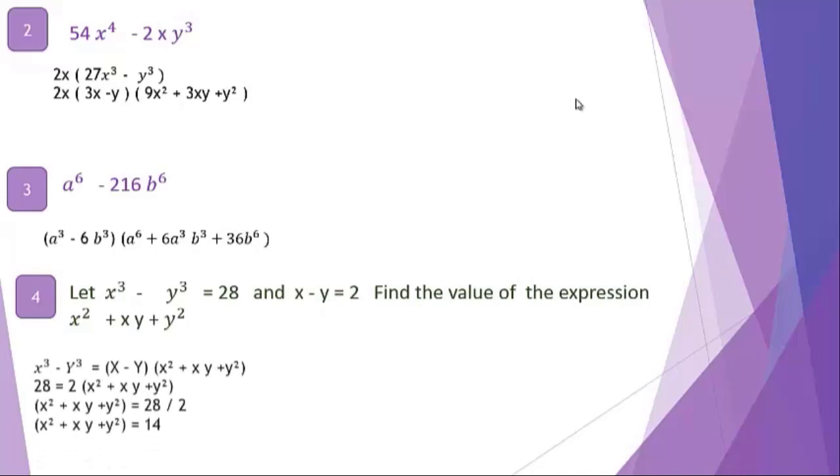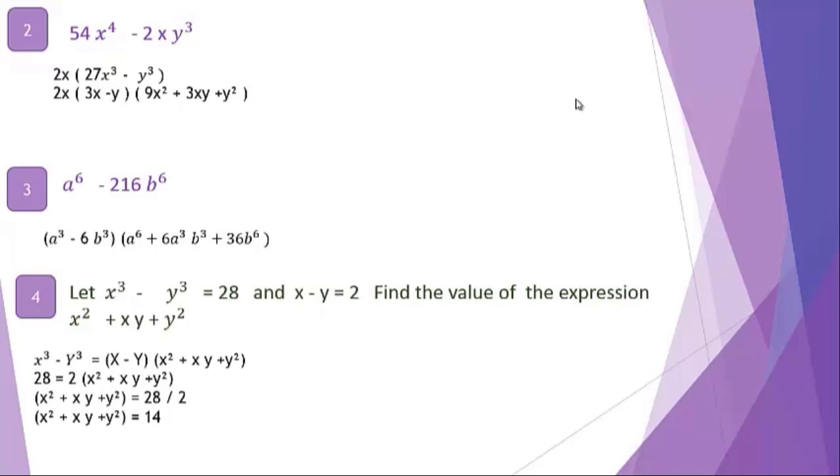Firstly, x power 3 minus y power 3, this is a perfect cube. We factorize it. We open two brackets, one of them is small and another one is big. In the small bracket we open the cubic root of the first term equal x minus y, and the big bracket x squared, and change the sign plus, and the product of the first two equal 14, the value of the expression equal 14.